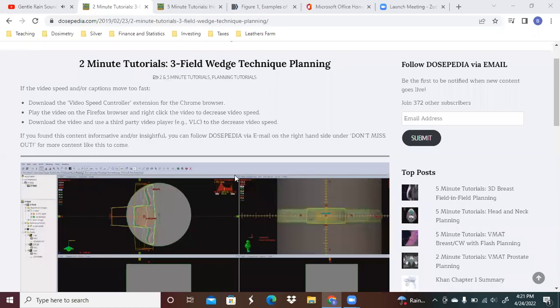This video is going to be showing you the differences between 3D planning and IMRT planning, as well as SBRT planning. It's not going to be too in-depth, but it's going to be more of an introduction as far as what you can expect. This first example I'm going to show you is an example of 3D planning.